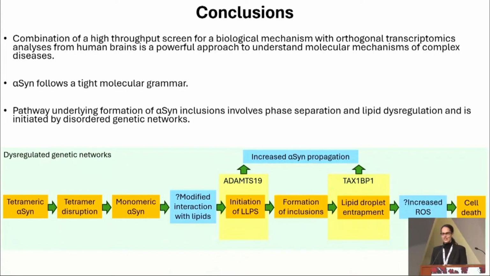We also have indications that α-synuclein follows a strict molecular grammar, and small changes in the sequence can completely affect its biophysical behavior. We also have indications that dysregulation of disordered proteins on a wider level could be contributing to the pathogenesis of Parkinson's disease. And finally, we have outlined a skeleton pathway suggesting how we get from the tetramers to inclusions and to final cell death, and how propagation of synuclein integrates within this pathway, and how genetic networks in Parkinson's disease are involved in this process.